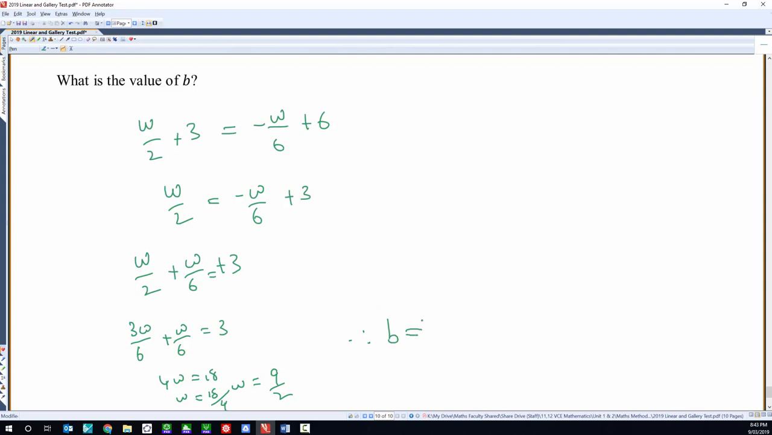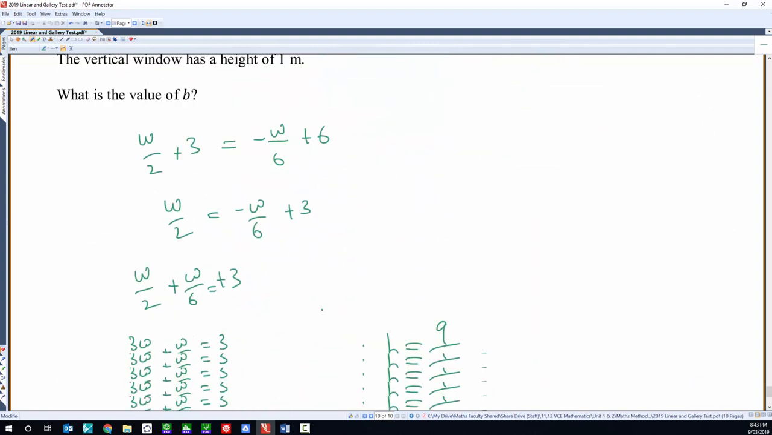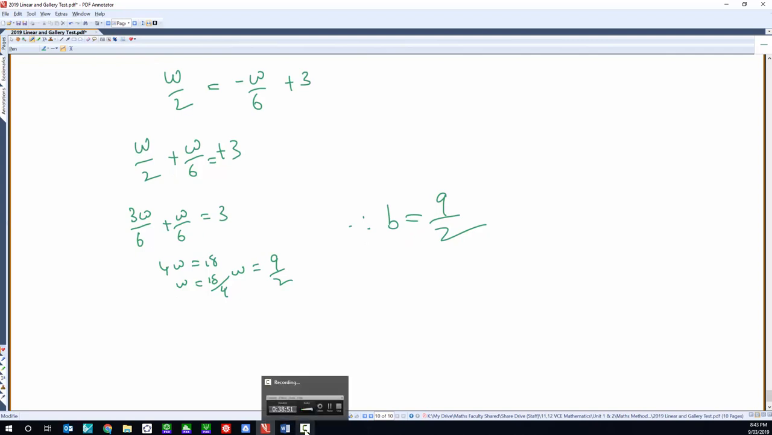Therefore, the b value must be 9 on 2. Okay, so once we got the w, the width intersection point there, we just know that that must have been the point of b. Okay, and that was how you do the final question there. So certainly a tough one there to finish up on.